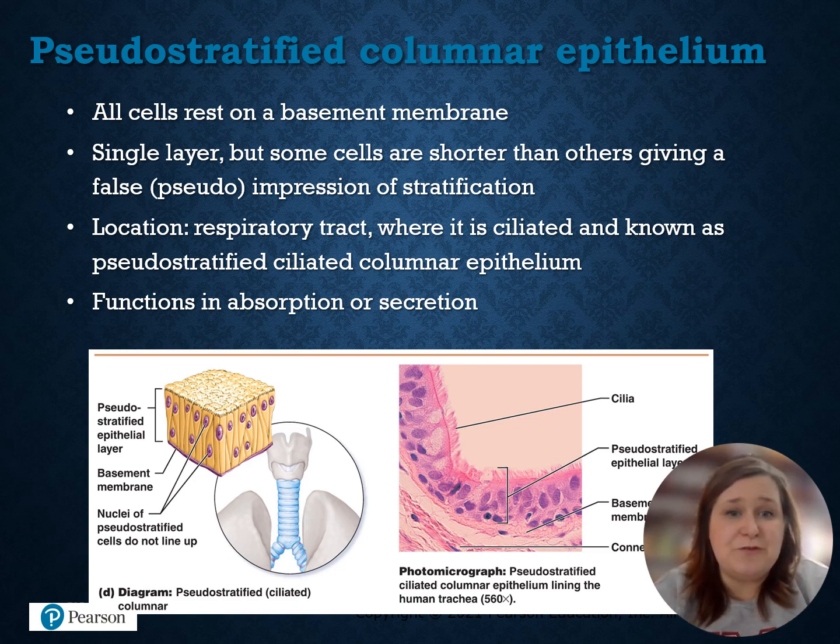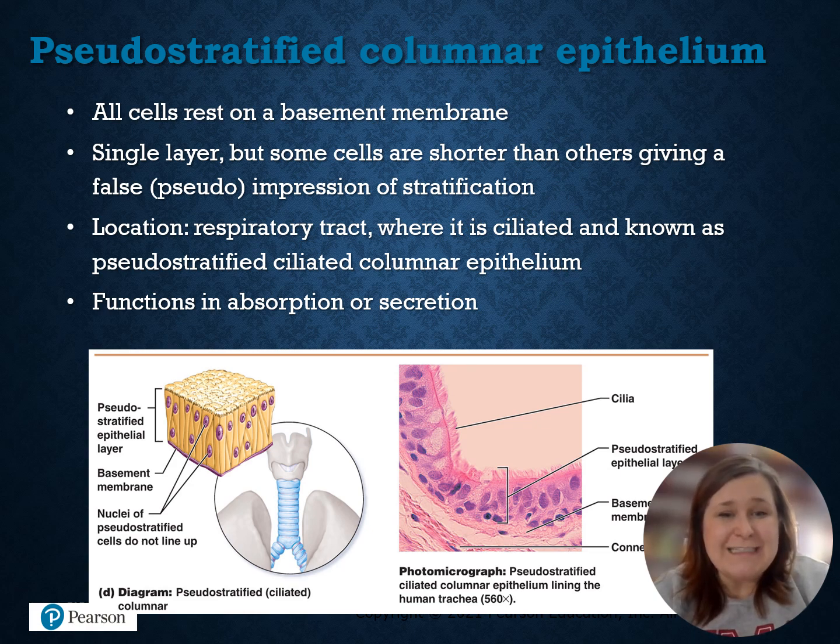We can also have pseudostratified columnar epithelium. And on this, all the cells are going to rest on a basement membrane. It is going to be a single layer, but because some cells are going to be shorter and some are going to be taller, and you may even have a difference in nuclei placement, it's going to look stratified until you take a closer look and see the outlines and see that you only have the one layer of cells there. And we looked at these in lab as well. We're going to find these in the respiratory tract because they're often ciliated.